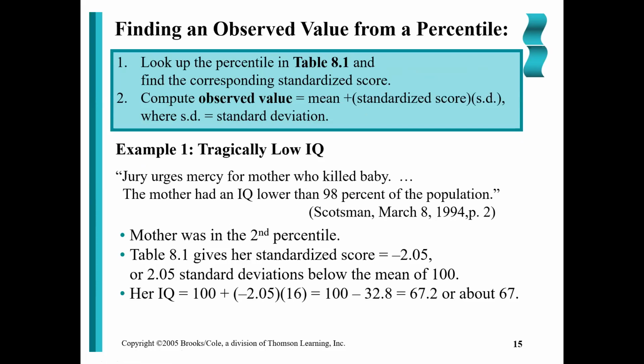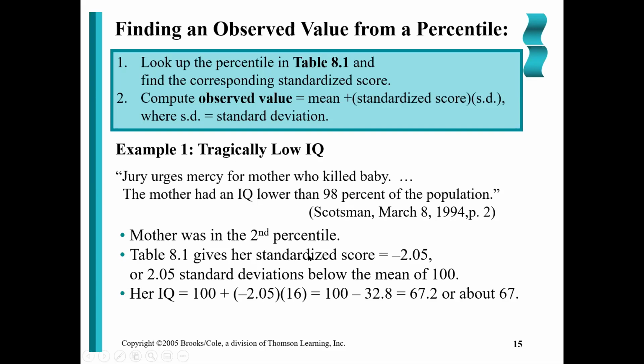Some people, of course, have low IQs. In this case, they talked about a mom who killed a baby. The mom had an IQ lower than 90, at an IQ where 98% of the population had a higher value than that. This means that the percentile, by the way, is 2%, right? If 98% of the people had a higher IQ than you, that means that 2% of the people had a lower IQ. And so that's called the second percentile.